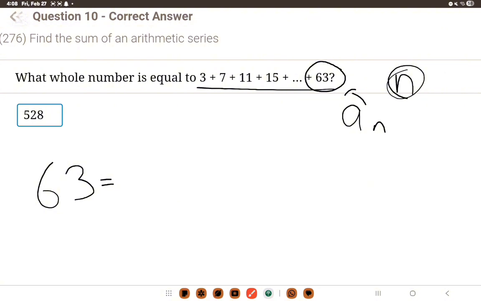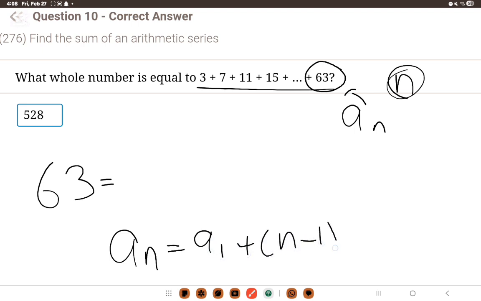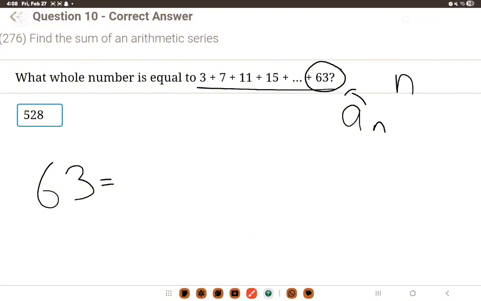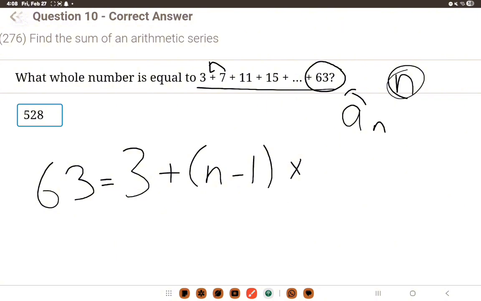Now a1, by the way, this is the formula we're following: an is equal to a1 plus n minus 1 multiplied by d. I expect you to be familiar with this formula. So a1 is 3, plus n minus 1 multiplied by 7 minus 3, which is 4. On my calculator, 63 equals 3 plus x minus 1 multiplied by 4. We get that n is equal to 16.